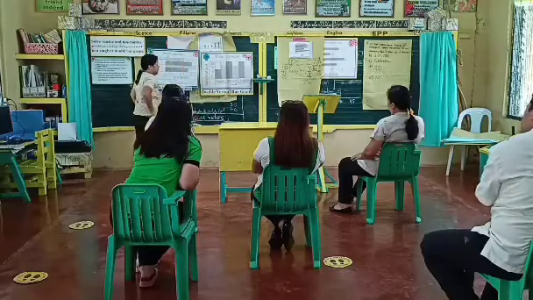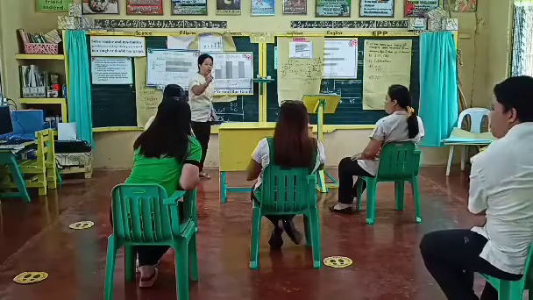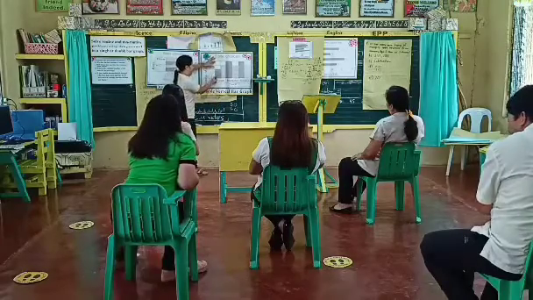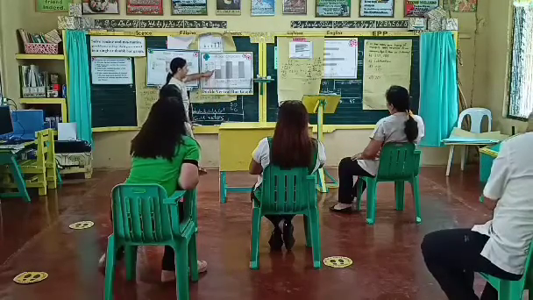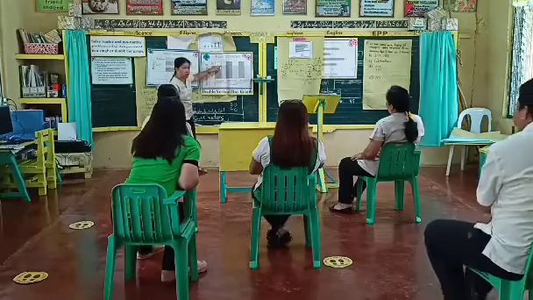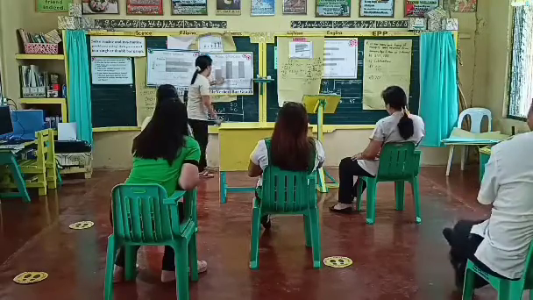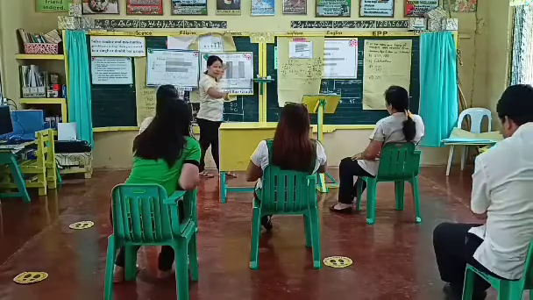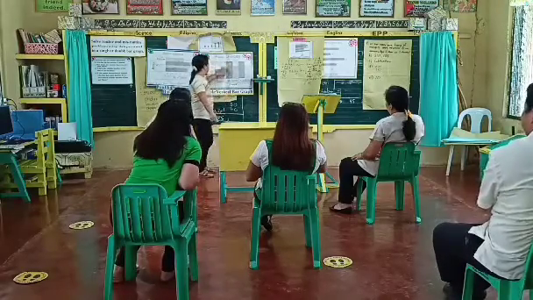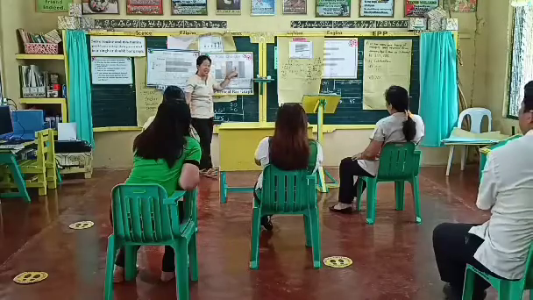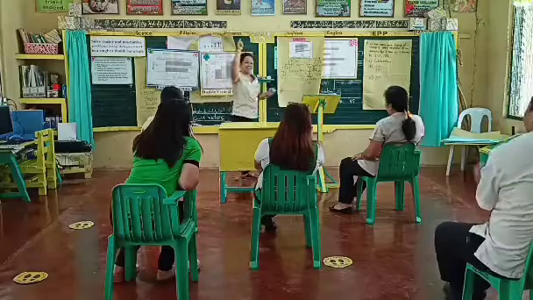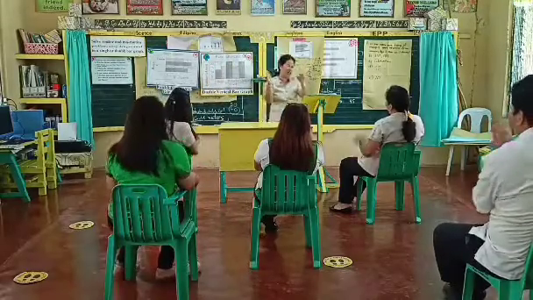So let us check. The question is how many pupils choose lugaw and minudo? Lugaw, how many? 10 and 15, so 25. And minudo? 25 plus 20, 45. 45 plus 15, 60. So the correct answer is 60.